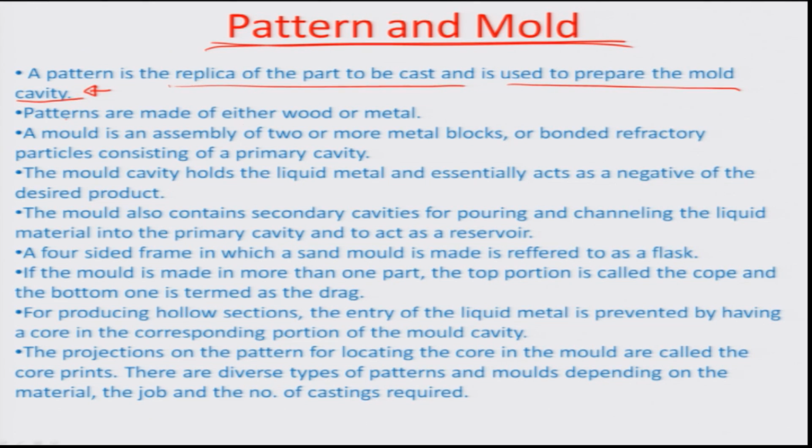So, patterns can either be made of wood or metal. A mold is an assembly of two or more metal blocks. Obviously, the mold contains the material which is used for making the mold cavity, and this material is normally a bonded refractory which consists of the primary cavity where the metal should be filled, and the mold assembly typically is made into two or more parts, because you want to be able to pattern the mold and extract the pattern out.